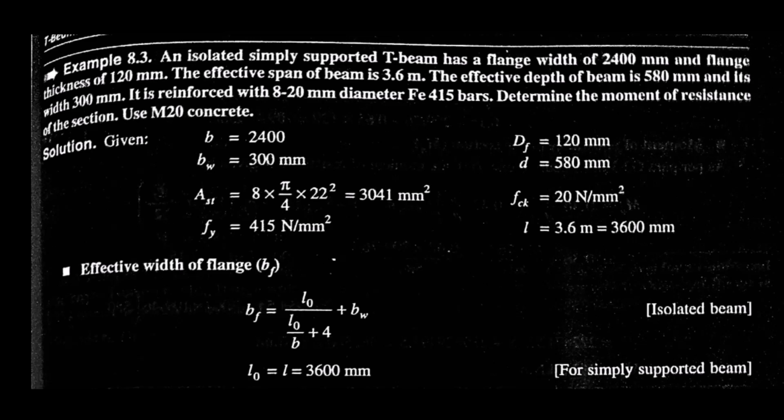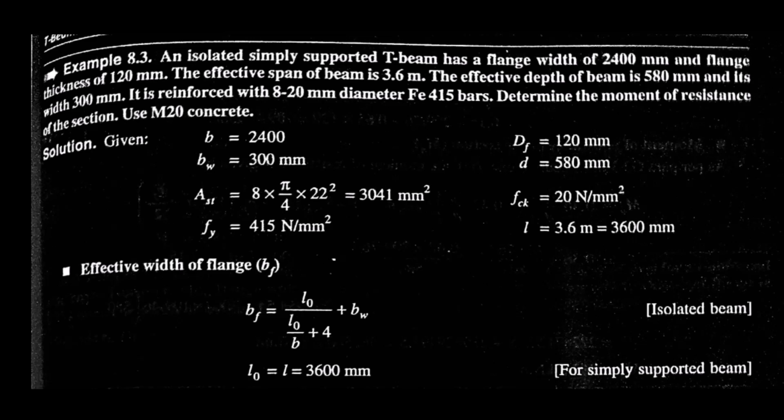Use M20 grade of concrete. Now first of all, we have to write our given data which are given in question. Small bf, width of flange, is 2400 mm, that is given. Depth of flange 120 mm, that is df. Small bw, width of web, is 300 mm and small d effective depth is 580 mm.